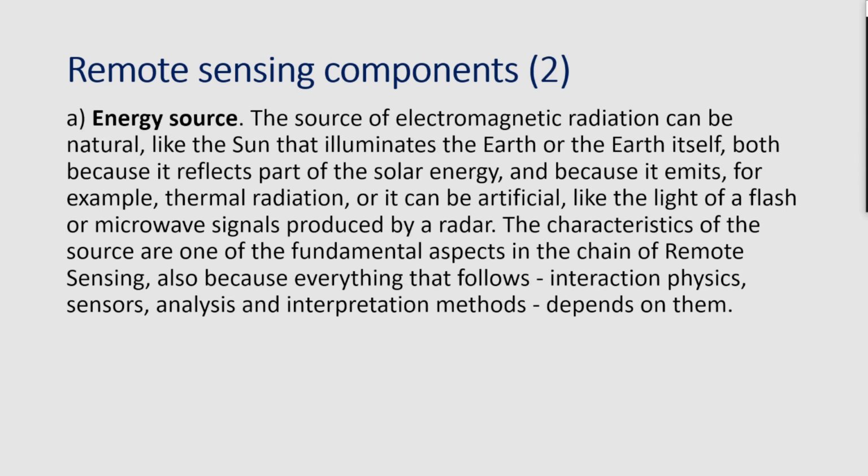Remote sensing components, 2. A. Energy source. The source of electromagnetic radiation can be natural, like the sun that illuminates the Earth or the Earth itself, both because it reflects part of the solar energy, and because it emits, for example, thermal radiation, or it can be artificial, like the light of a flash or microwave signals produced by a radar. The characteristics of the source are one of the fundamental aspects in the chain of remote sensing, also because everything that follows, interaction physics, sensors, analysis and interpretation methods, depends on them.